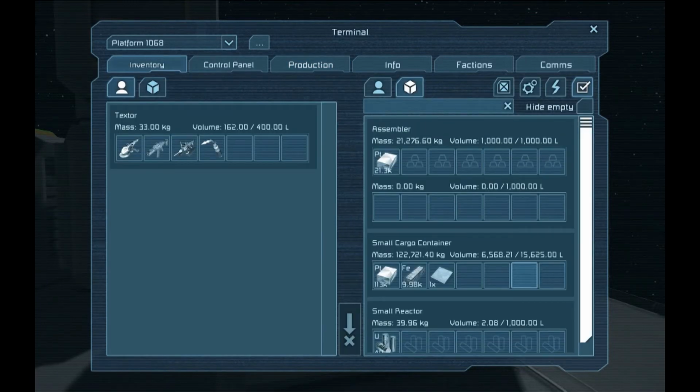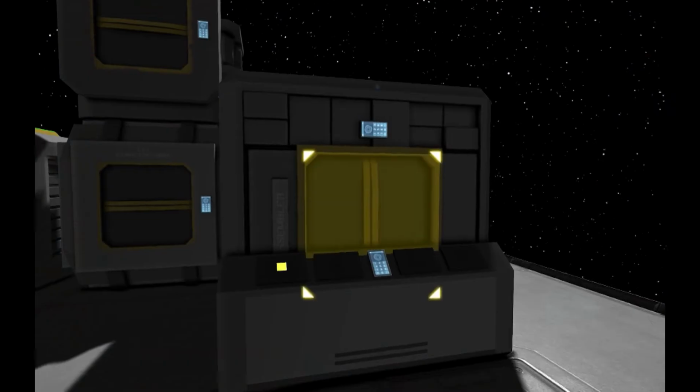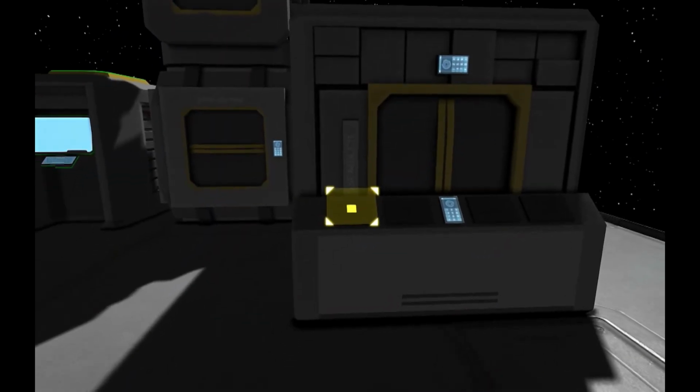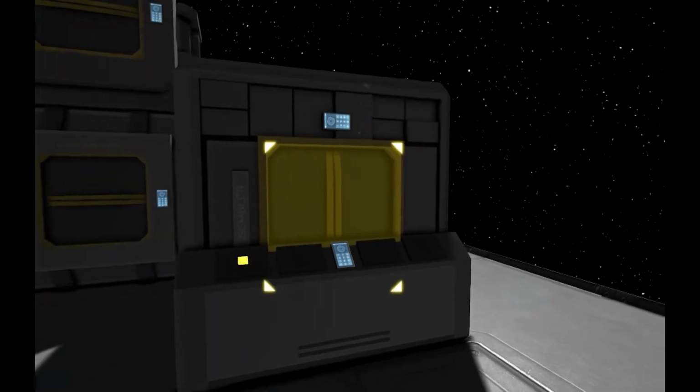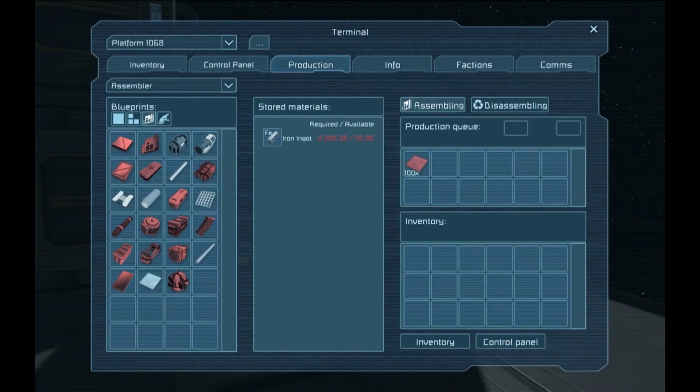Ever have a problem where your assembler stops producing because it has the wrong resources jamming up its input inventory? This script solves the problem. No matter what is inside the assembler, it will empty it out into a cargo container, then allow the assembler to grab its own resources again.